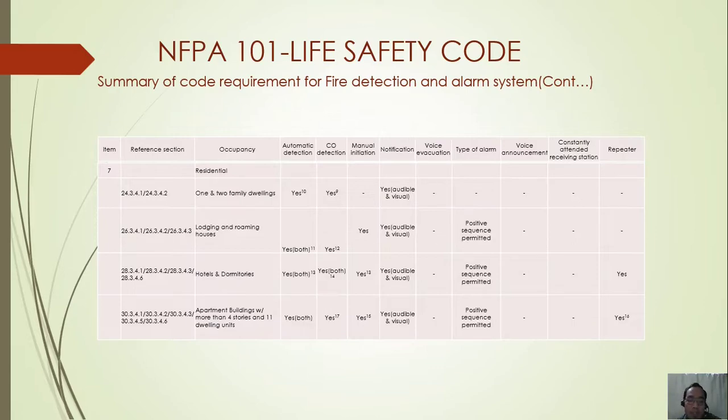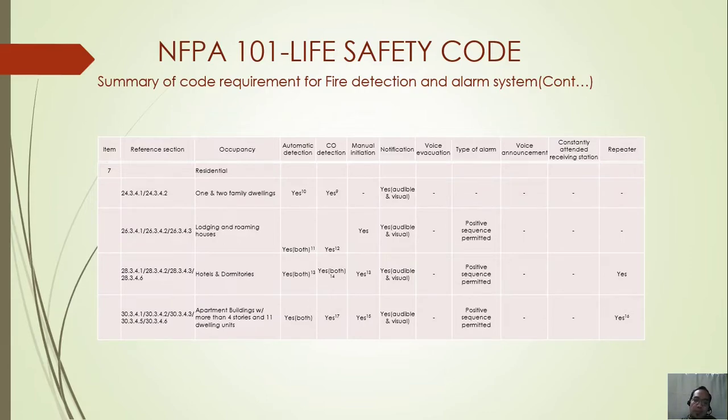The next occupancy is residential. Under residential, there are a lot of types of residential. One is one and two family dwellings, so it's like a two family room or two family apartment attached to each other, or lodging and rooming houses, hotels and dormitories, apartment buildings with more than 4 stories and 11 dwelling units. So these are the categories.